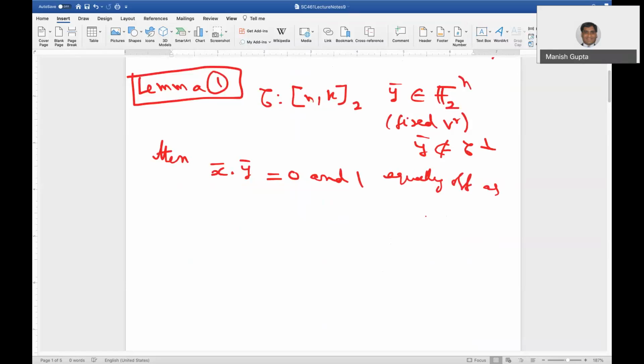As x runs over C. As x runs over C means x is a code word in C, right? If you vary x and take the inner product with this y, it will be either 0 or 1 equally often. So, how to prove this?